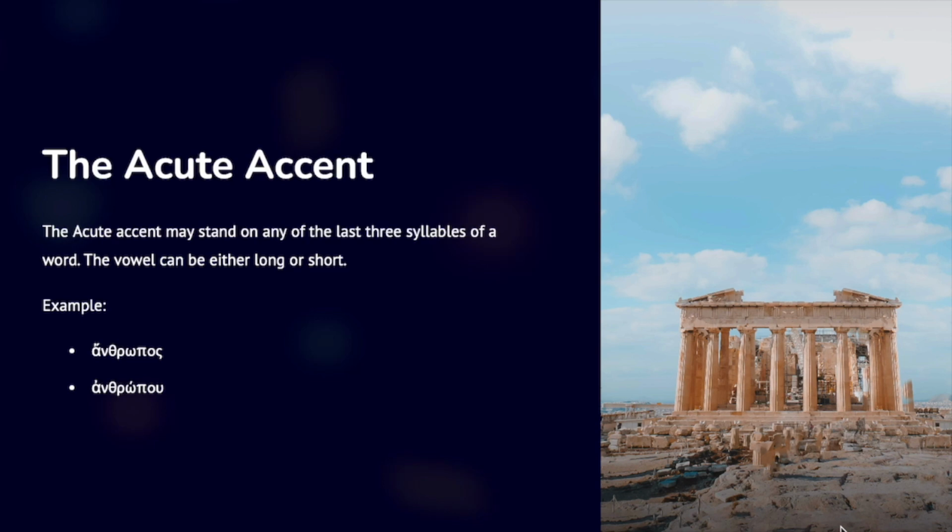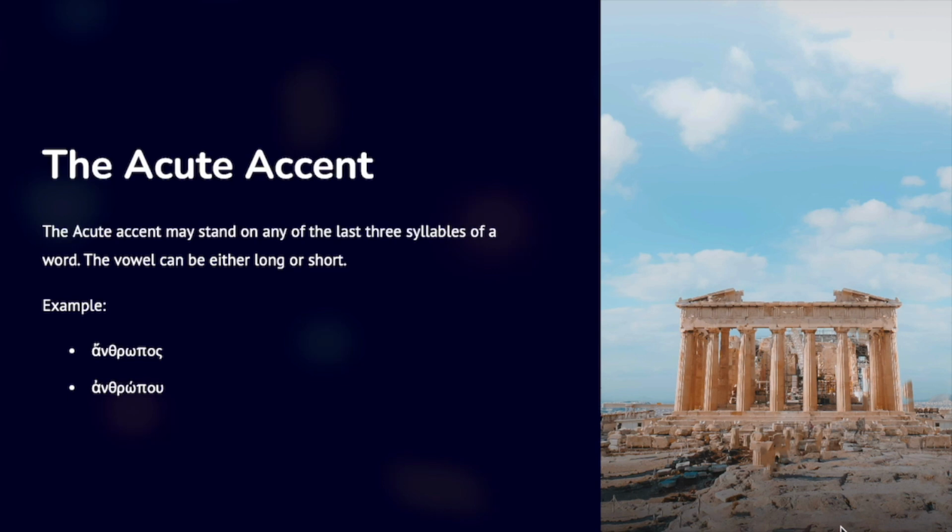Now, let me provide a word just to illustrate this. Consider the word anthropos, which means man or human being. It has a short omicron in the last syllable, again according to Erasmian pronunciation, so it's pronounced as anthropos. The acute accent appears on the first syllable, which is the antepenult, the third to last syllable. That's where it likes to be. But if we change the ending of that word to make it of a human being, anthropou, it no longer likes to have the acute accent as far back as the antepenult.